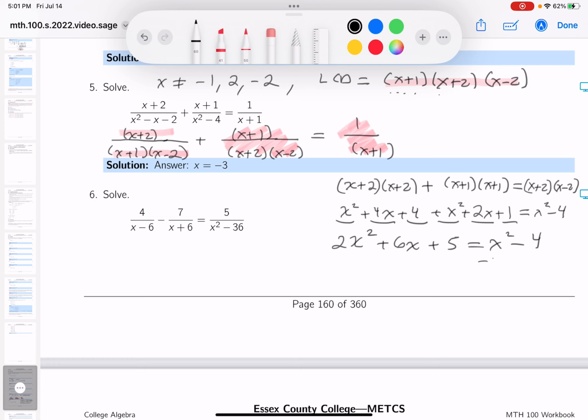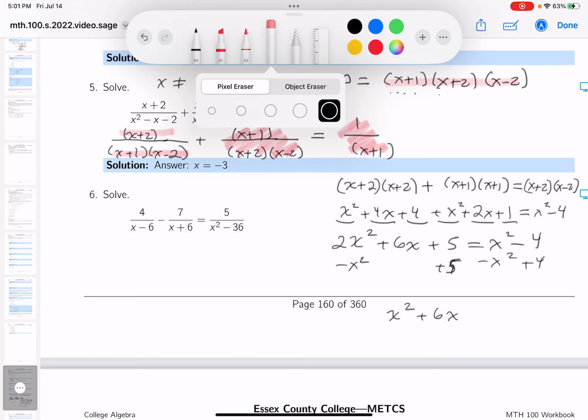What am I going to do now? Subtract x squared from both sides. And I'm going to add 4 to both sides. What do you get? Let's take a look at that. You get x squared plus 6x. And let's see. You know what? I was daydreaming there. I know it's going to be a 9 there. I did it again. Let me correct that.